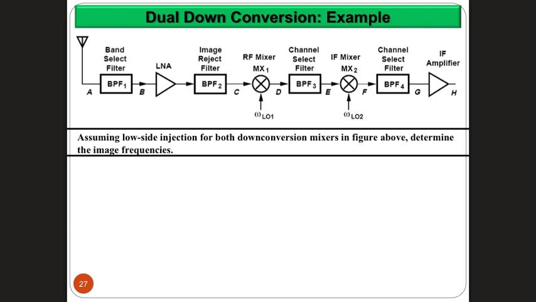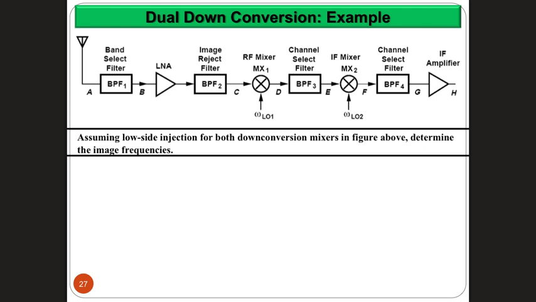Here's an example of dual down conversion. You have this dual down converter, and we are assuming that in all cases we are using low side injection for both down conversion mixers in this figure. And the question says determine the image frequencies based on your signal frequency and the local oscillators. So let's do it stage by stage as we learned, right?